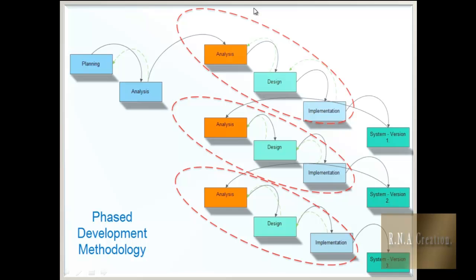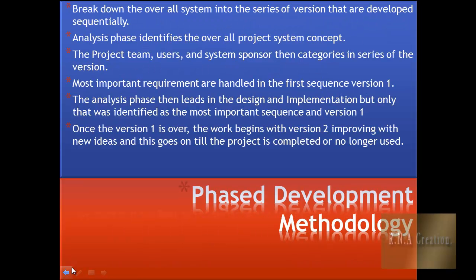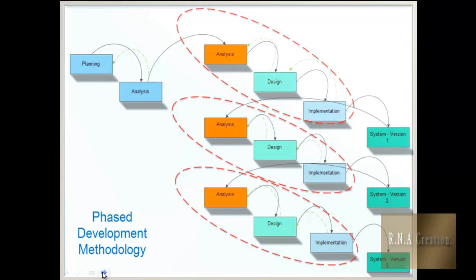Now they have actually broken down the project, and as you can see, there is a version 1 that comes up, again there is a version 2 that comes up, and there is a version 3 that comes up, and it goes on till the system is complete. As you can see, the analysis phase identifies the overall project system concept. So what will happen here is that in the analysis part, everything is actually done, before actually breaking down the project, and it is everything is completed.